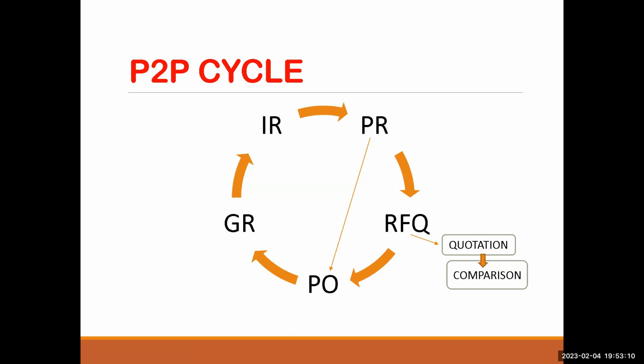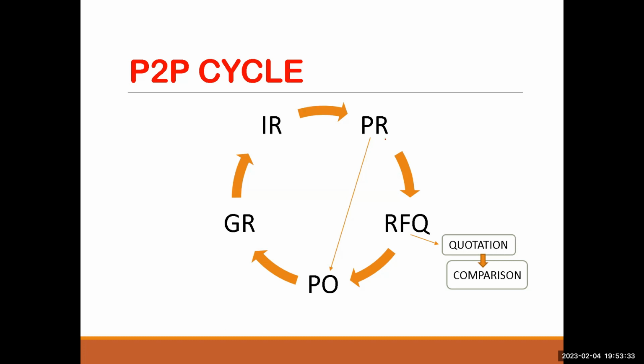Okay, so now you will ask for a quotation from the vendors. So let's say you have 3 to 4 vendors or 5 vendors or 10 vendors, as many as you like, you can have different kinds of vendors. Okay, so you have to ask all of those vendors for a quotation price. That process is called RFQ, which means request for quotation.